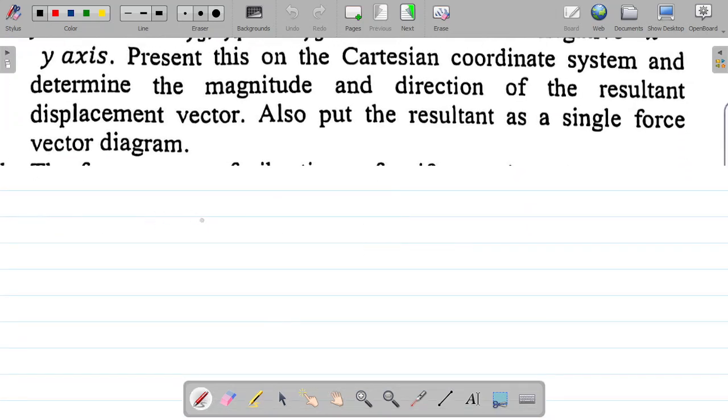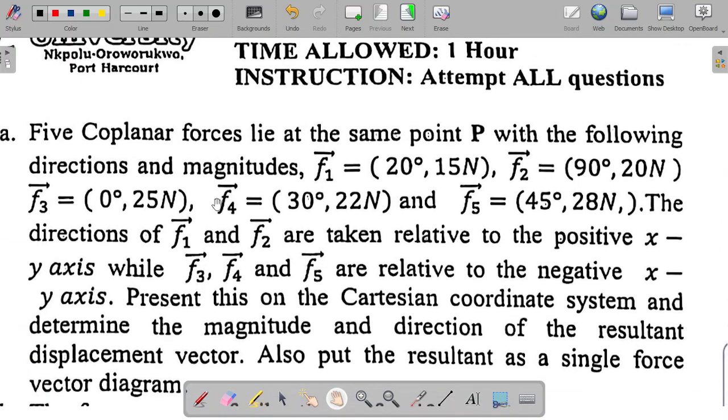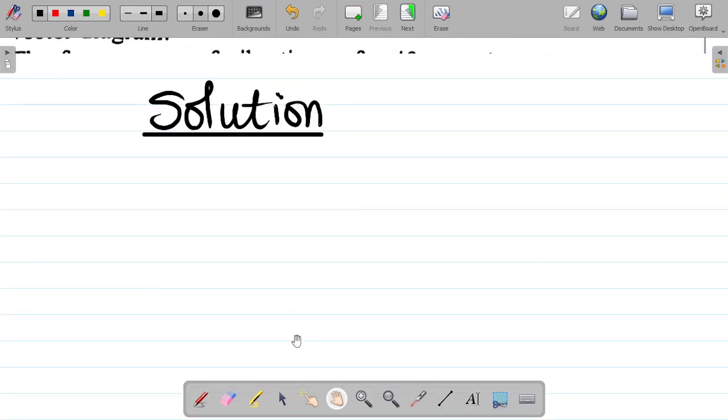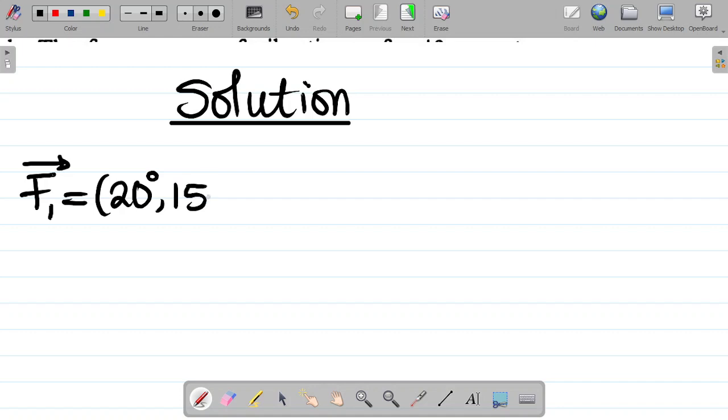Solution. My first task would be to write out the given forces. They use small f here, but for me, I'm using capital F. So F1 is equal to 20 degrees and 15 Newton. All right, talking about direction and magnitude.